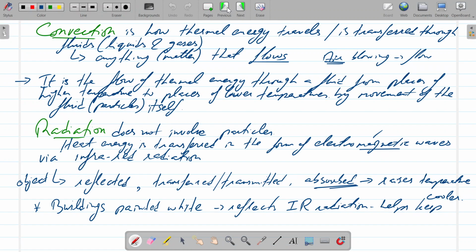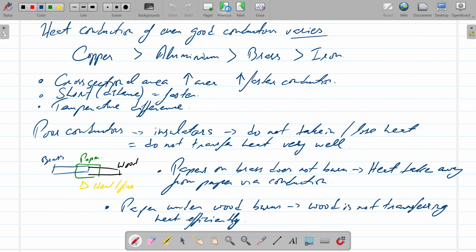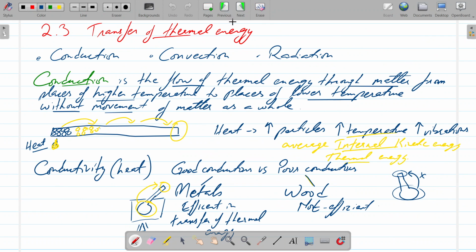So yesterday we started talking about radiation. We covered conduction and convection, which are two processes by which heat energy or thermal energy is transferred through matter. Conduction happens due to a transfer of energy through the particles without a movement of matter.